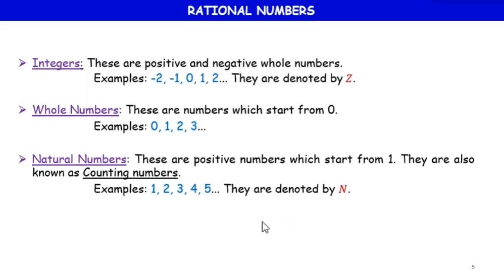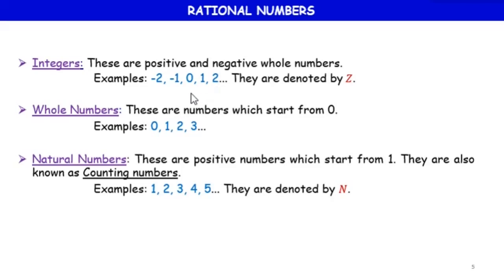Okay, so let's look at the various types of rational numbers. Basically there are 3 types of rational numbers. The first one is integers. So what are integers? They are simply positive and negative whole numbers, including zero. So we have examples as -2, -1, 0, 1, 2. So that is the simple definition for integers, all positive and negative whole numbers.